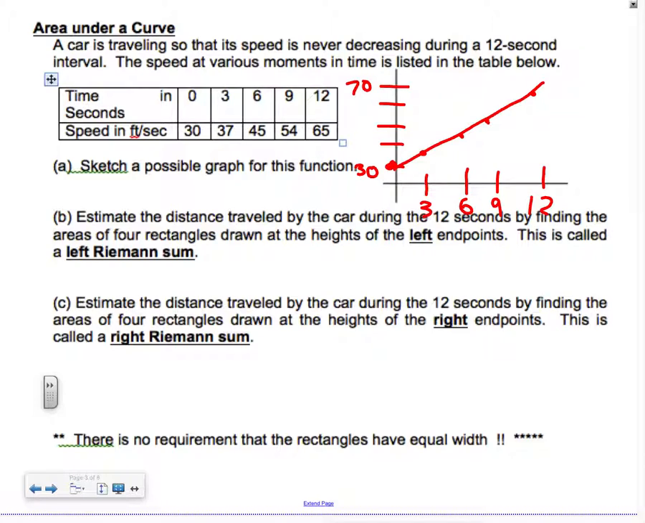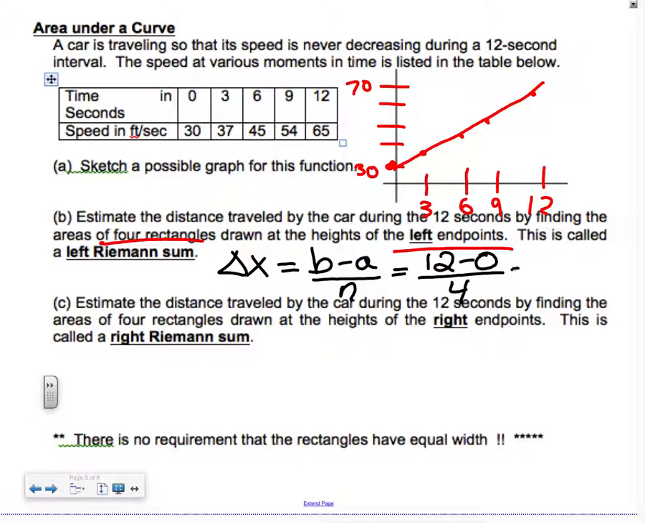All right. Estimate the distance the car traveled during 12 seconds by finding the areas of four rectangles drawn at the heights of the left input. So we're going to do a left Riemann sum, using the left-hand side. First, to figure out the width of the rectangles, which they call delta x, it's b minus a over the number of rectangles. We're going from 0 to 12 seconds, so b would be 12 and a would be 0. We divide that by 4. So obviously they're each 3 long, just like what they told us.